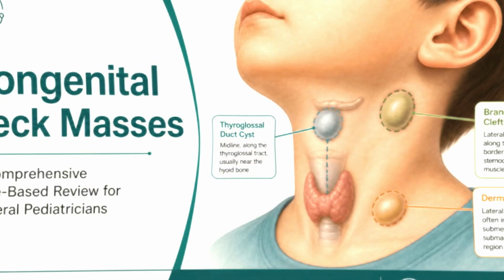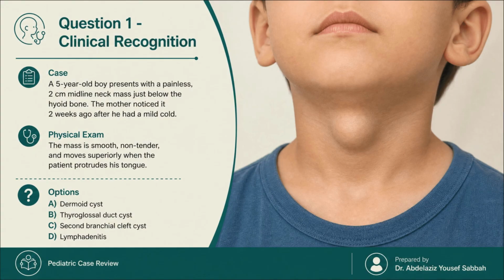Let us begin. Question 1. Clinical recognition. A 5-year-old boy presents with a painless 2 cm midline neck mass just below the hyoid bone. The mother noticed it 2 weeks ago after he had a mild cold. On physical examination, the mass is smooth, non-tender, and moves superiorly when the patient protrudes his tongue. What is the most likely diagnosis?